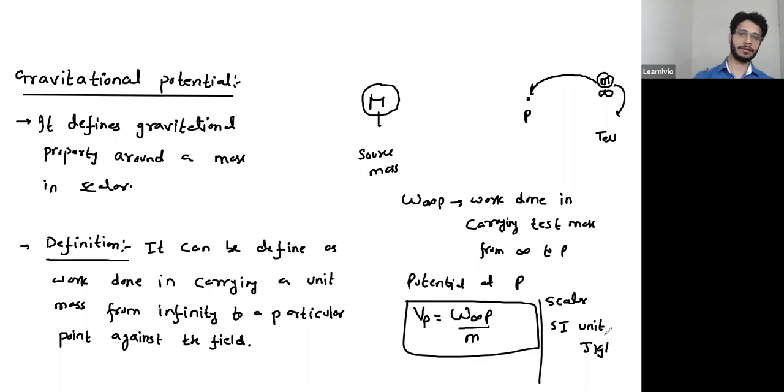I'm repeating again. We are first calculating work done in carrying a test mass from infinity to a point. Then we divide that work done by the magnitude of the test mass. This ratio is known as potential. Its SI unit is joule per kg. This was the general definition of potential.